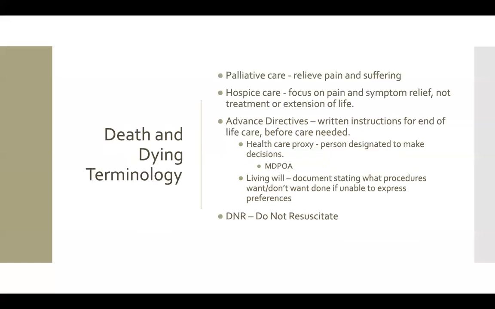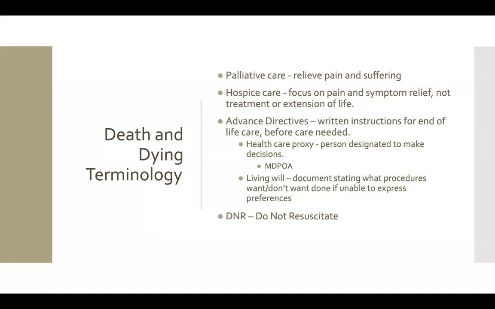Then we have death and dying terminology. So we have palliative care, which is relieving pain and suffering, and then we have hospice care, which is a focus on pain and symptom relief, not treatment or extension of life. Hospice care is a specialized form of palliative care. So in hospice, they're trying to facilitate a good death. You can be at home or a facility. It's typically dealing with terminally ill or less than 6 month life expectancy.